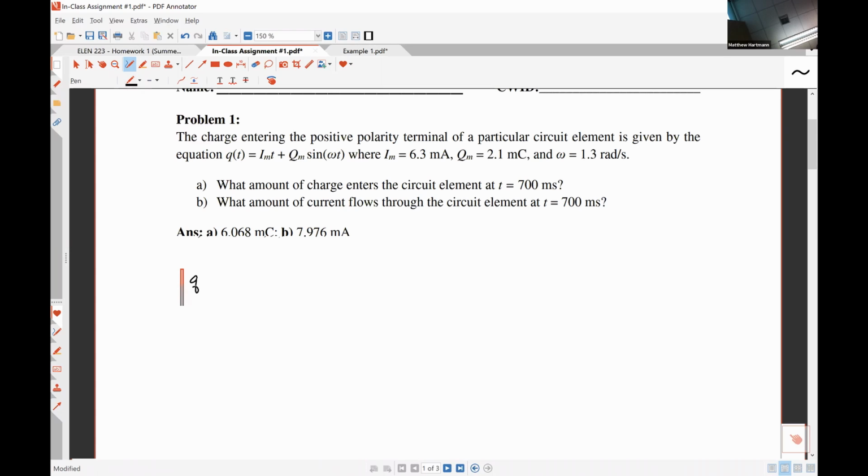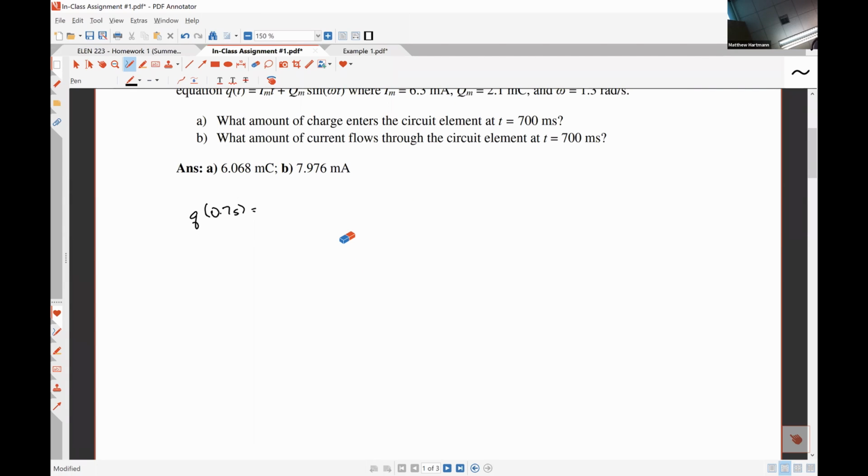So 700 milliseconds is the same as how many seconds? Let's start there. 0.7 seconds. Right. So Q of 0.7 seconds is going to be equal to Im, which is 6.3 milliamps times t, 0.7 seconds.